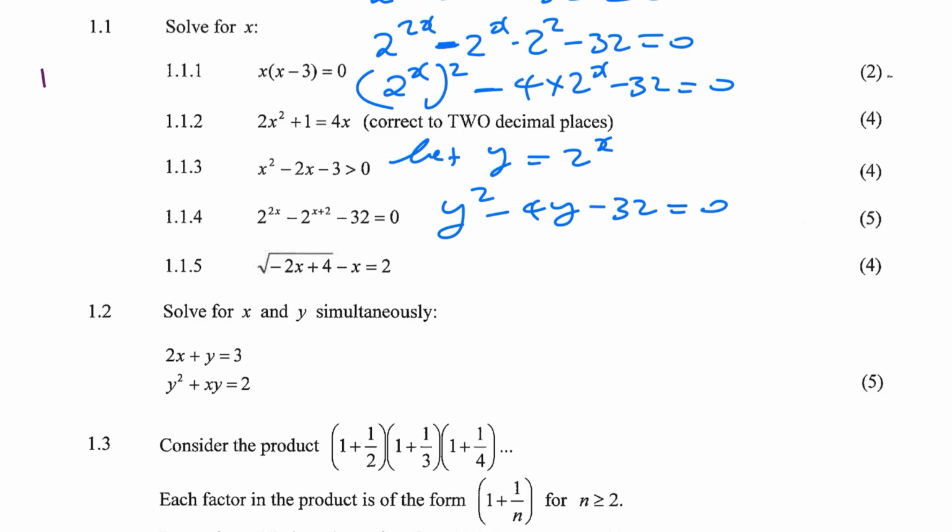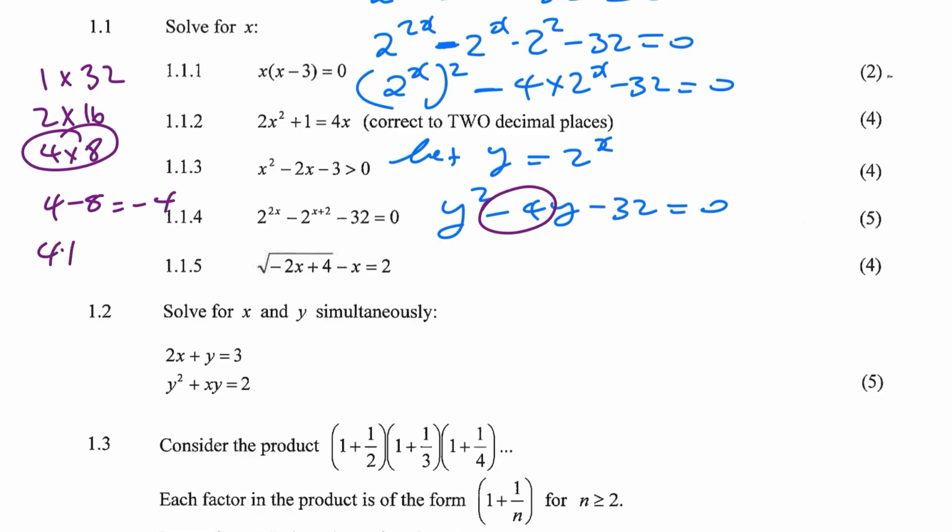And if you look at this, for example, if you get the factors of 32, you have 1 times 32, 2 times 16 is 32, 4 times 8 that's 32, and so on. These are factors of 32. If we look at 4 times 8, you are able to say 4 minus 8 is equal to negative 4, which is this negative 4. And 4 times negative 8 is equal to negative 32, which is this negative 32. So these are our factors.